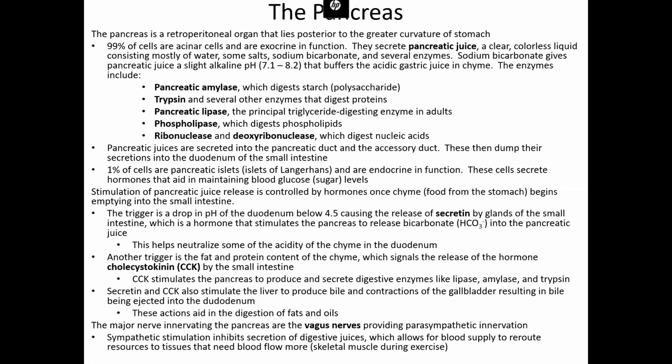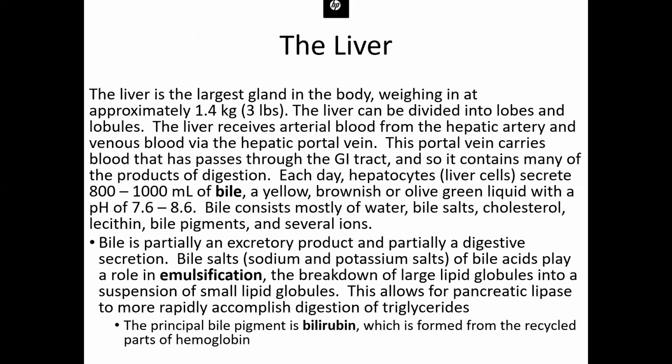Major nerves innervating the pancreas are the vagus nerves, providing parasympathetic innervation, which, as we know by now, is rest and digest. Whenever that's active, so are your digestive organs. Whereas sympathetic fight or flight responses inhibit the secretion of pancreatic juice in this case, because we need to reroute blood flow to the working tissues like our skeletal muscle as we fight or flee.